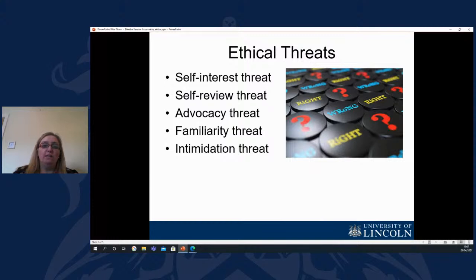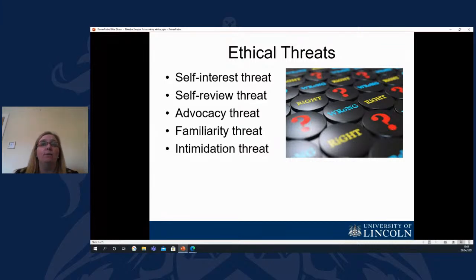Now, if we look at this slide, these are the key ethical threats that we consider that could potentially be a problem for an accountant. So the first is a self-interest threat. And essentially what a self-interest threat means is that you might have a situation where you are interested in how your client or the company that you're working with are going to do.